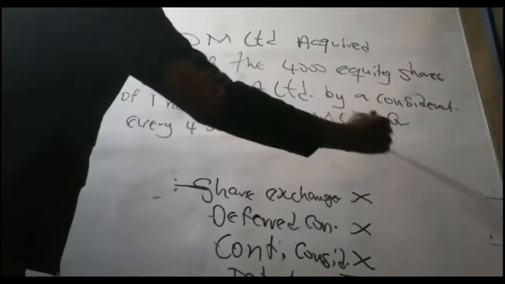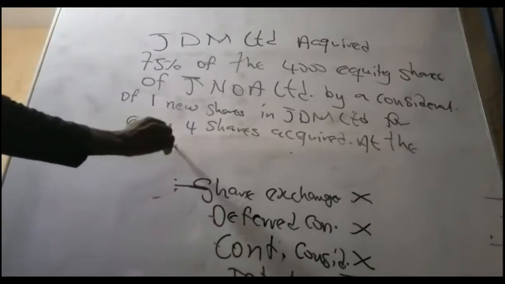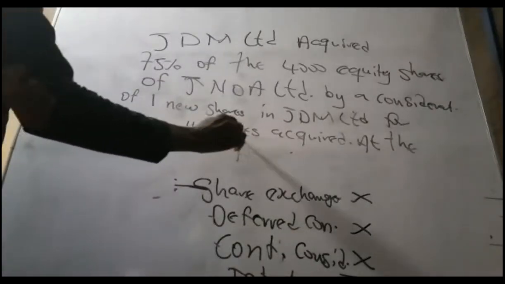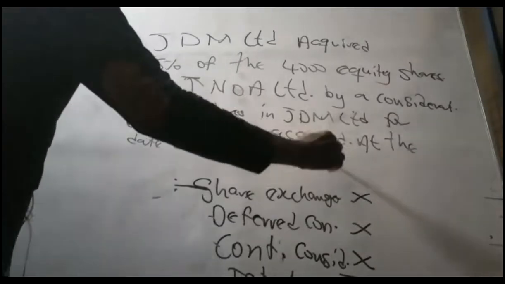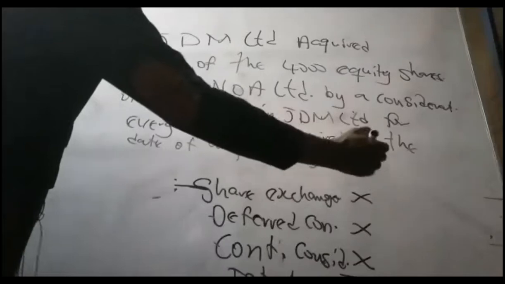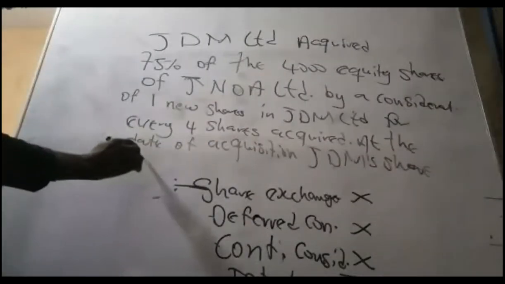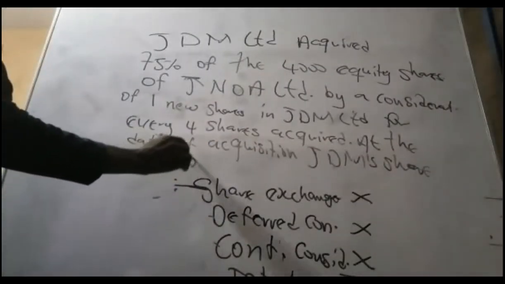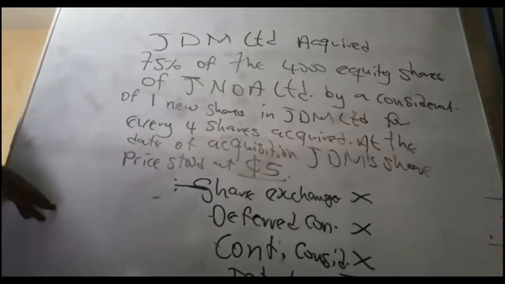At the date of acquisition, JDM share price stood at what? 5 Ghana cedis. Full stop. Account for the above. How are you going to treat this? So I'll look at this and then move on.